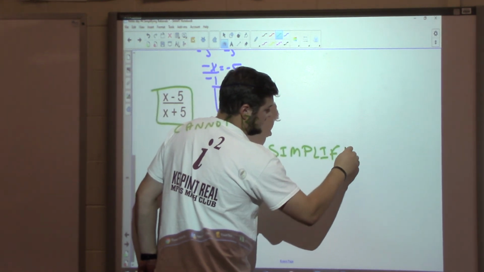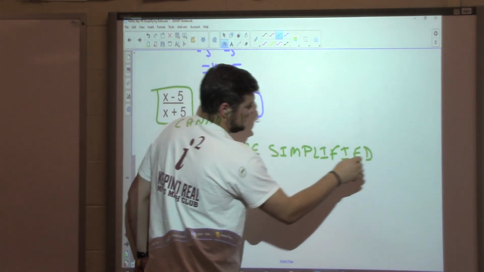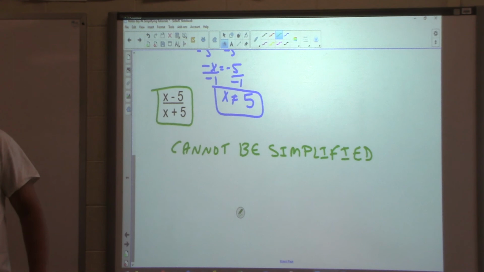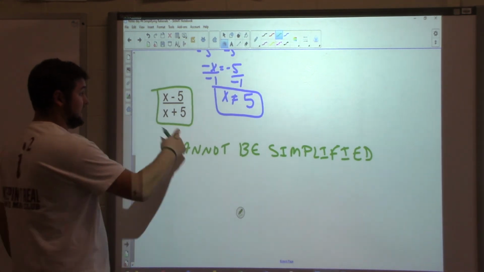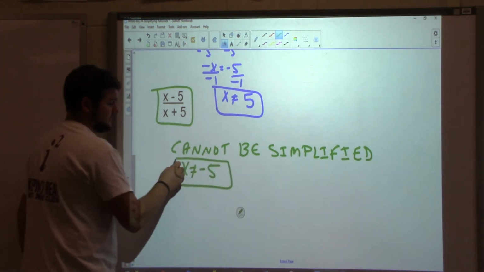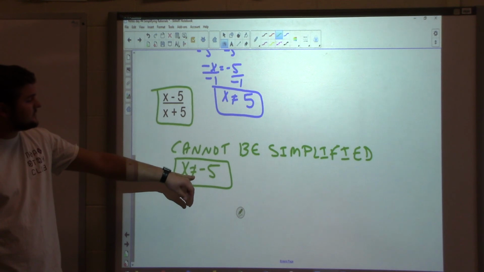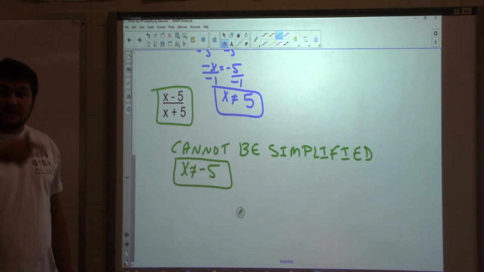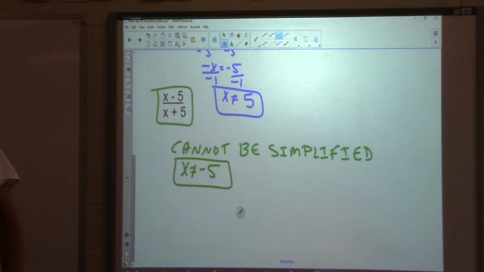Simplify. Let's see if I can spell. Would there still be a restriction though? Yes, x still can't equal negative 5. Also guys, I've been doing this a lot, I don't think I explained it. That equals sign with the cross through it means can't equal. So when you're writing your restriction, you should be using that symbol. X cannot equal. Okay? Just in case.